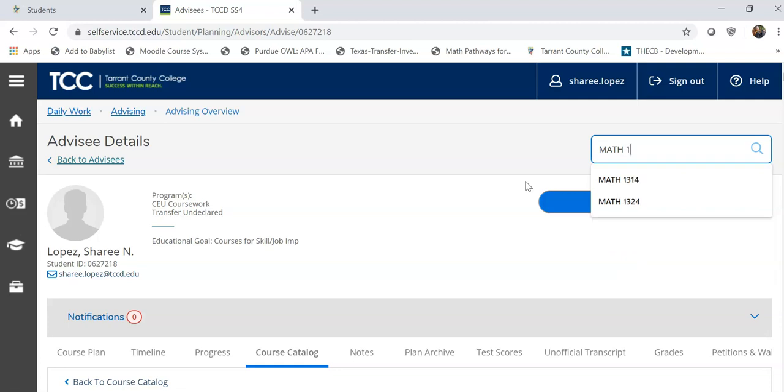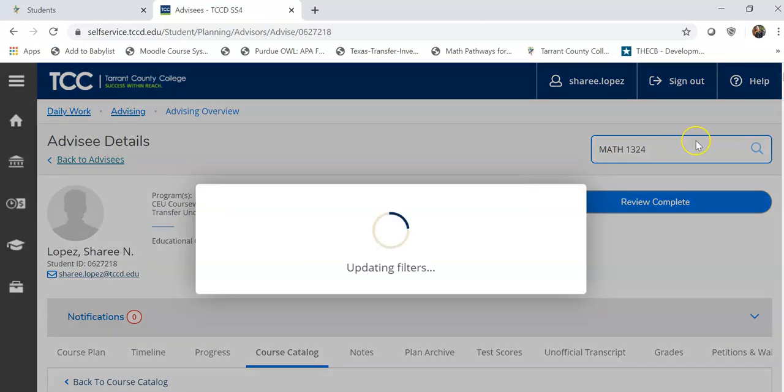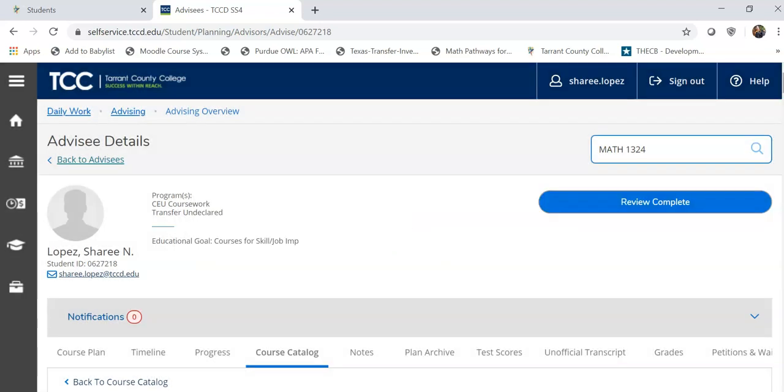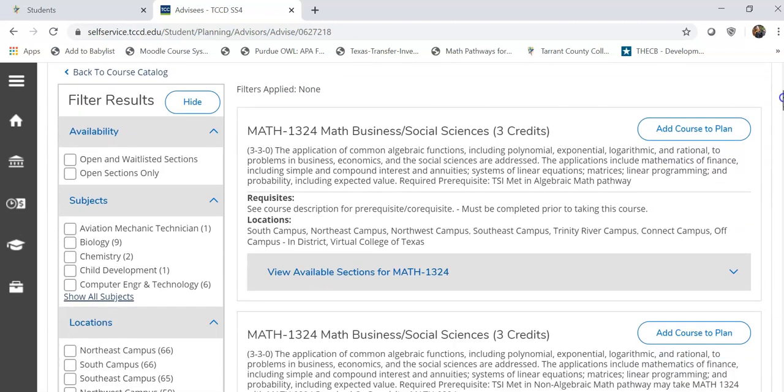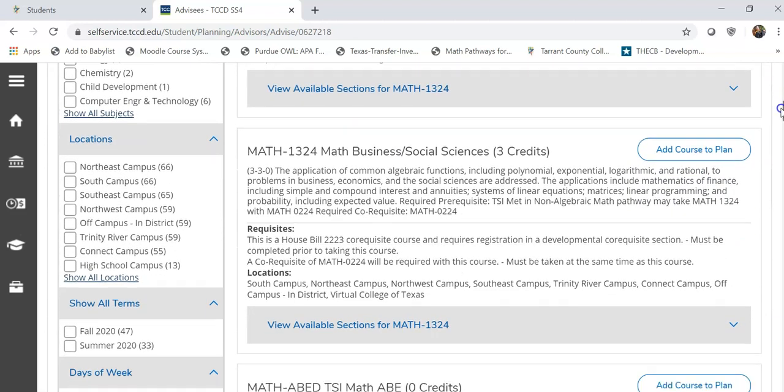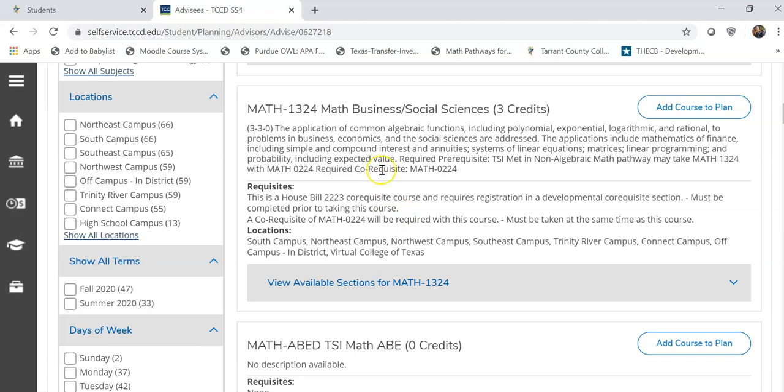So let's say you're a business student. This is the last one I'm going to show you guys. I'm going to let you do your thing from here. So for our business students that need math or business and social sciences, math 1324, they're also going to be required to take math 0224.